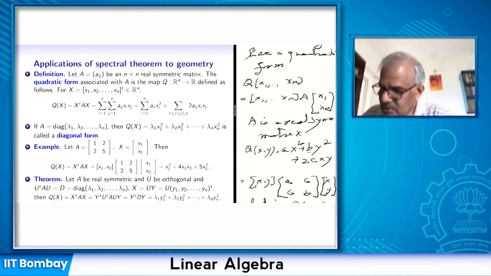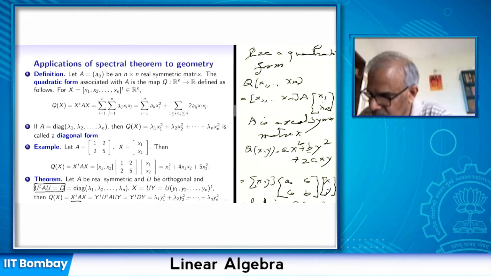So if I use the spectral theorem, this diagonal form, then xᵀAx, A is equal to UDUᵀ, because UᵀAU equal to D. Here xᵀAx will be equal to xᵀUDUᵀx. I think there is a mistake here.